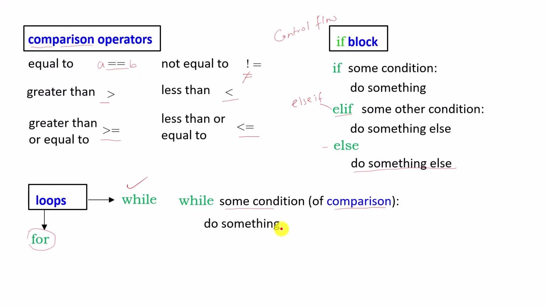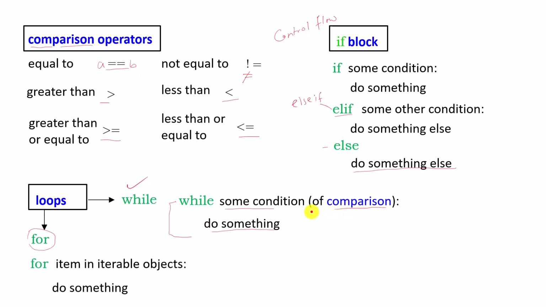Now, what is the difference between if block and while loop? Well, the difference is that until these conditions are not satisfied, the while loop will continue to do something, whatever we have asked it to do. So this is a loop. The program will run in this loop here, and it will continue to do whatever we are asking it to do unless this condition is not satisfied.